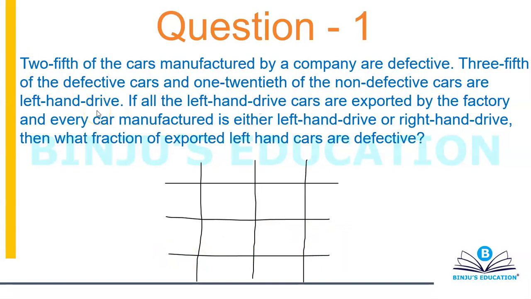2/5 of the cars manufactured by a company are defective. Okay, 2/5 are defective. 3/5 of the defective cars and 1/20th of non-defective cars are left-hand drive. Okay. If all the left-hand drive cars are exported by the factory and every car manufactured is either a left-hand drive or a right-hand drive, then what fraction of exported left-hand cars are defective? So too much of information, and every information is in terms of ratios.